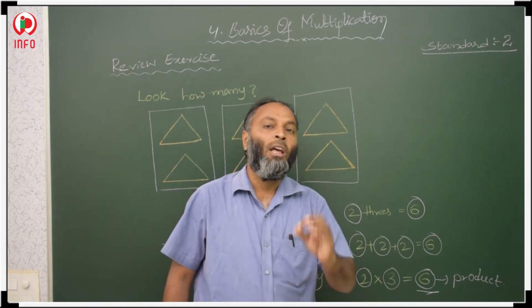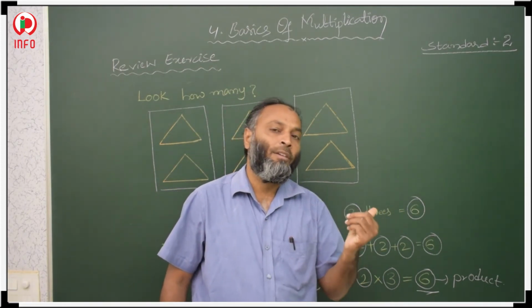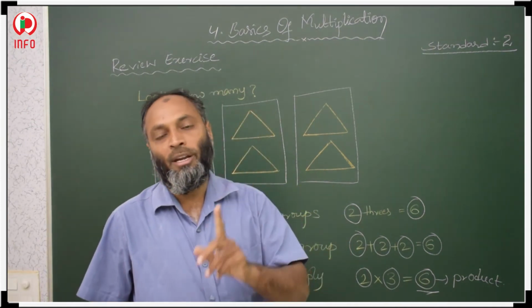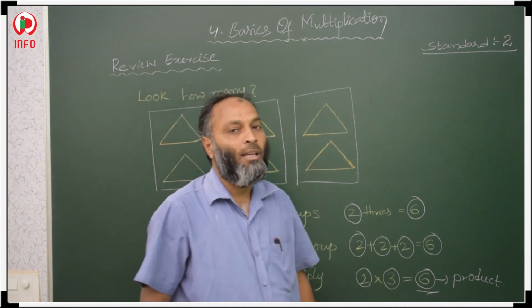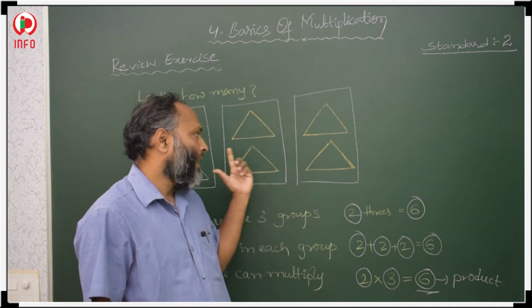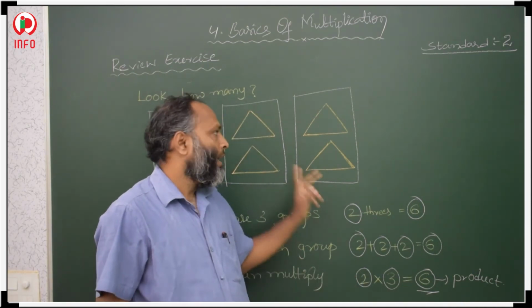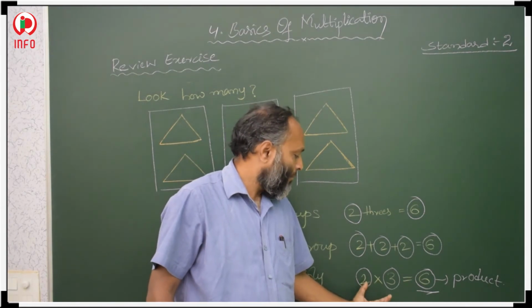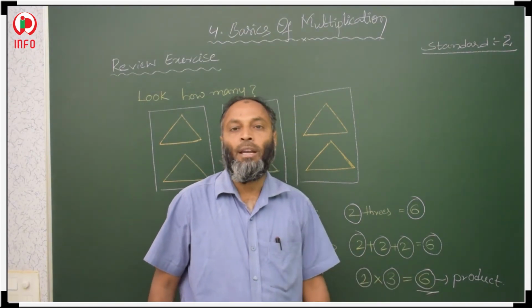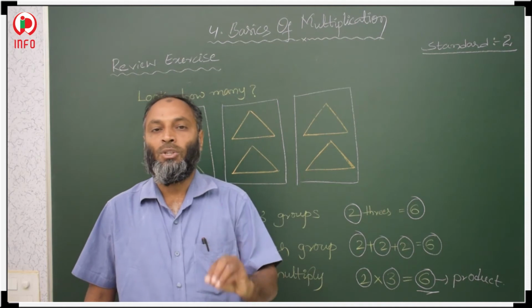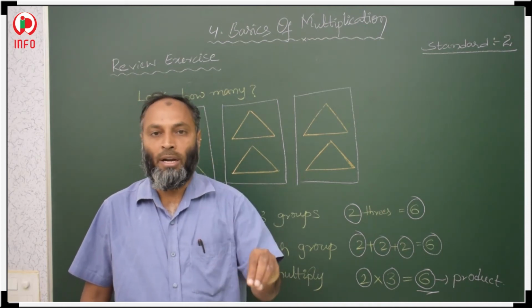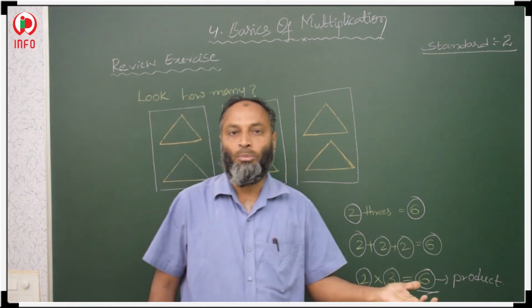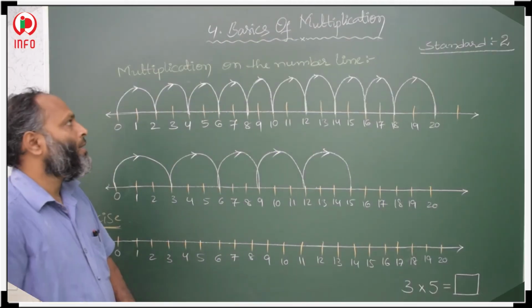Using multiplication, we will find repeated addition. By using multiplication, we can find the answer. How? Number of articles in each group and number of groups. Then multiply both. Then we will get our answer, that is total articles or total triangles or whatever it is in the group. Okay?